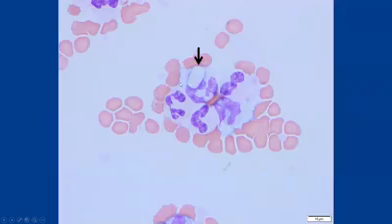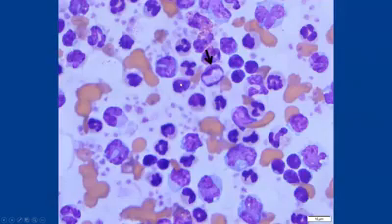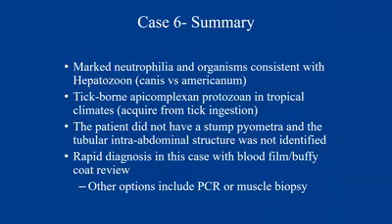So you may or may not know what this patient's diagnosis is, but this patient had a marked neutrophilia and organisms consistent with hepatozoan. So those were those clear tablet structures. There's two species of hepatozoan, hepatozoan canis and hepatozoan americanum. Hepatozoan is a tick-borne epicomplexan protozoan that usually is in tropical climates.